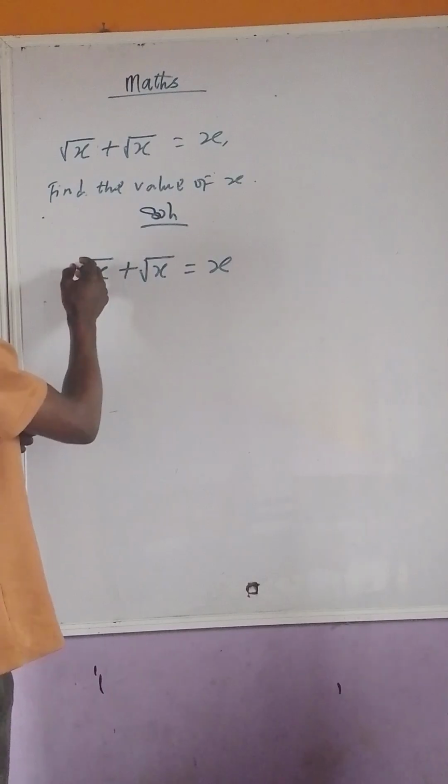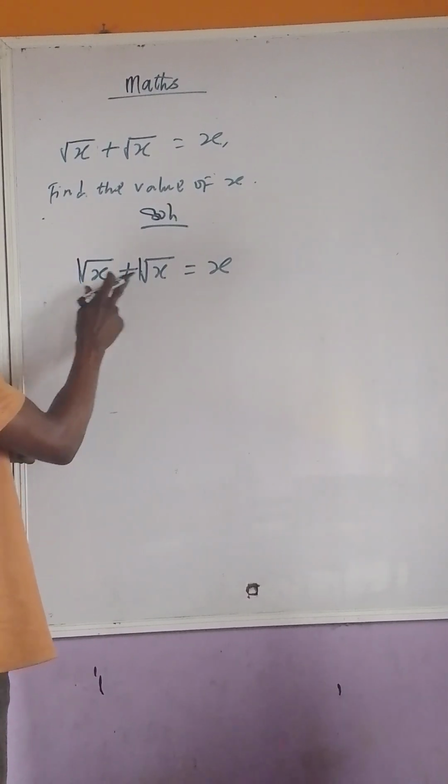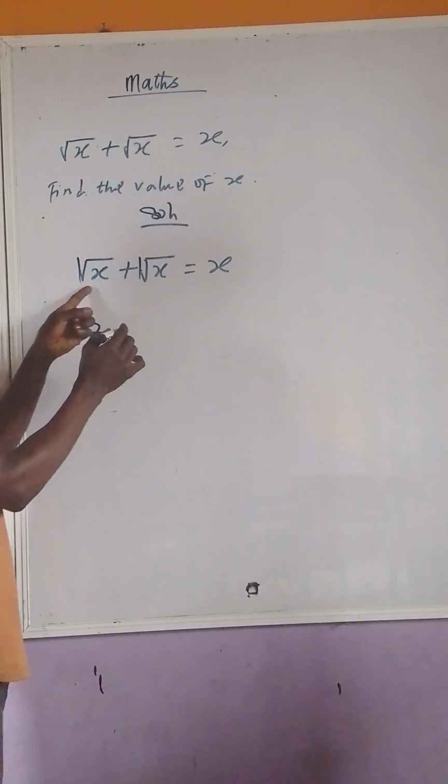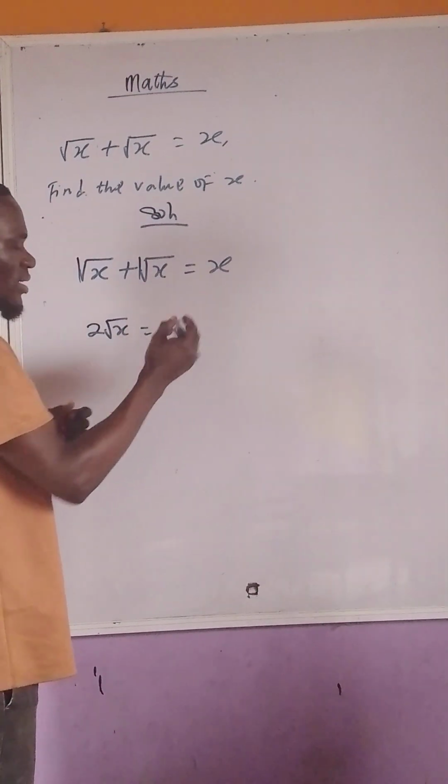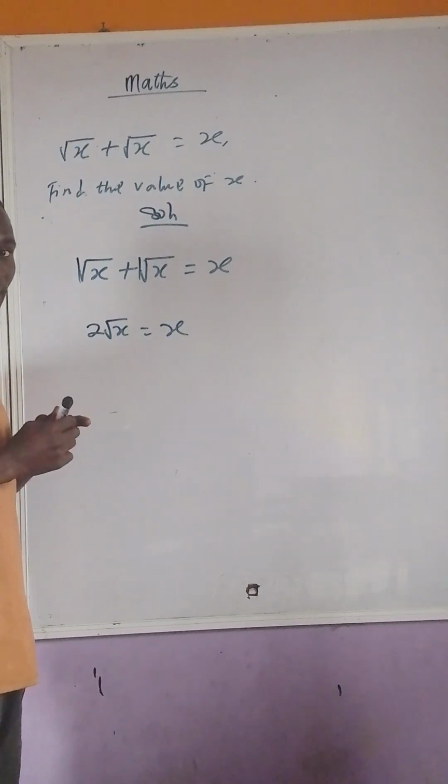So it means we're going to add this invisible 1 here. 1 plus 1 will give us 2. Then pick one of these roots, x. So we have 2 root x equals x. Now don't forget that we have to find the value of x, right?